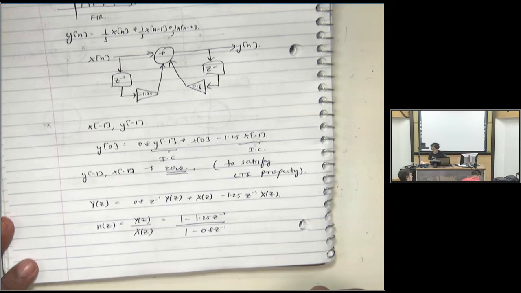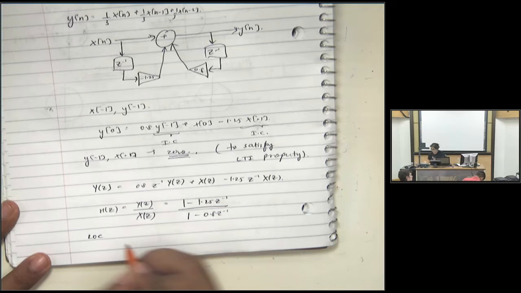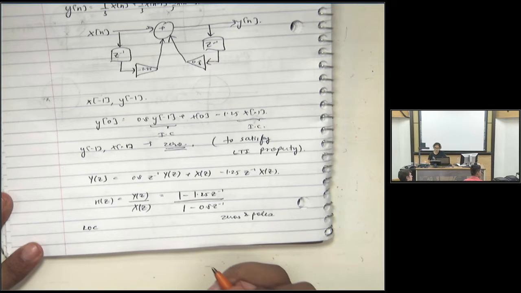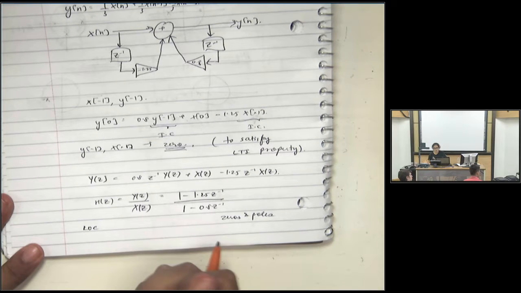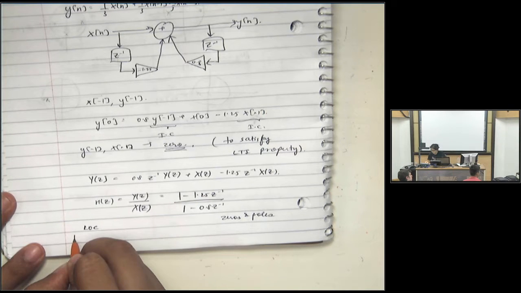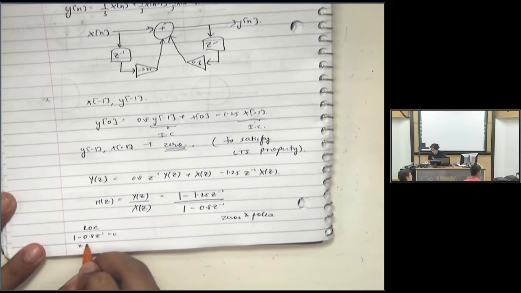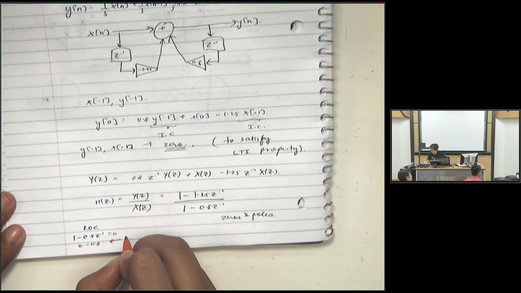Correct? Now, two questions here. What is my ROC and what are my zeros and poles? First ROC. Let's answer ROC. What is my ROC? Greater than 0.8. Yeah, you want the thing on the bottom. Yes. So we'll equate this to 0. And z equals 0.8 is where my convergence does not hold. So it needs to be bigger than that, right?